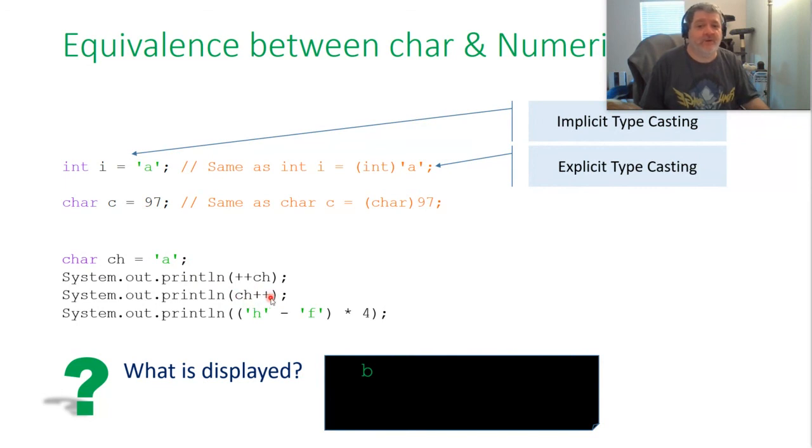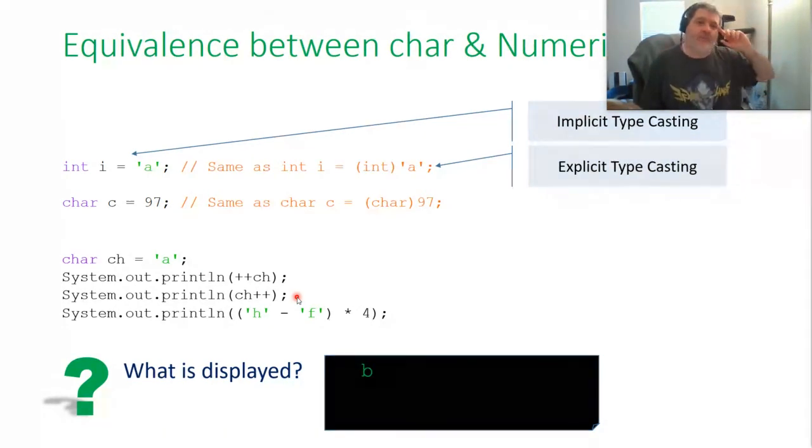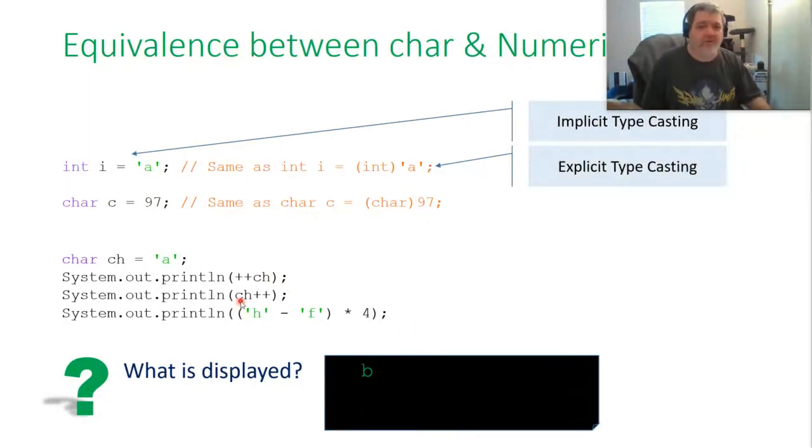And then what about ch++? By the time we reach the second System.out.println, the variable ch contains the letter lowercase b. So ch++, the plus is after, so remember post-incrementation. What does that mean? That means you use the current value of ch, which is b, and then you increment. So I use the current value of ch that is b, so I display another b. And then I increment my variable, which means the variable ch contains the character c. But I don't display that, right? And then I do h minus f.